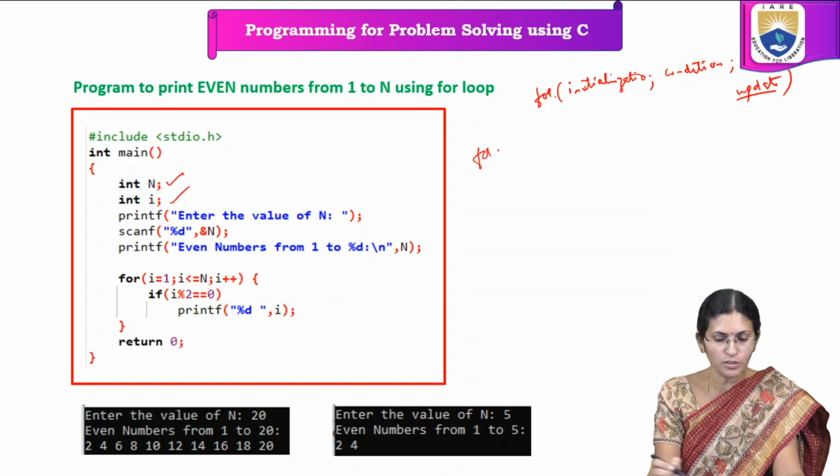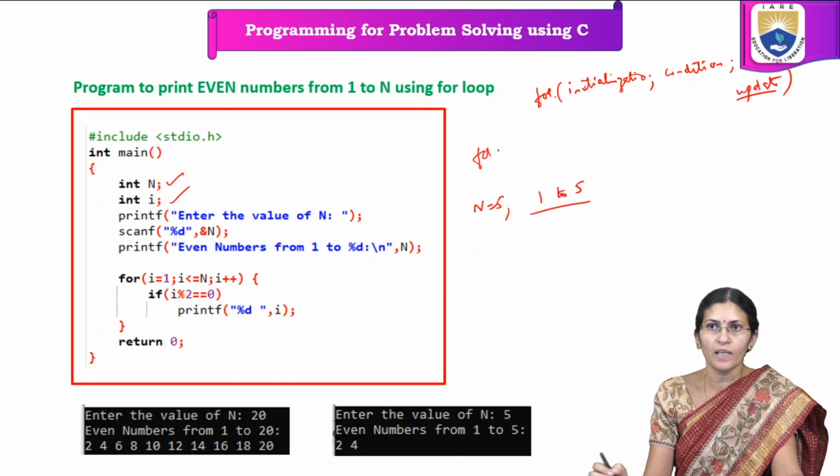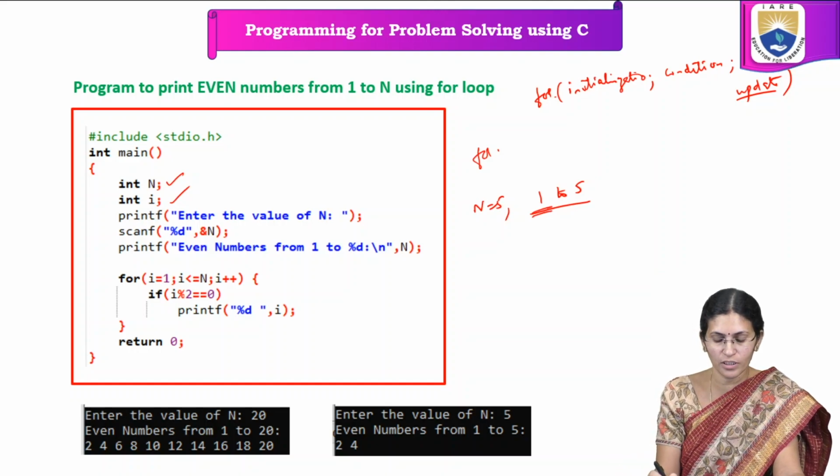We have declared here two variables, n and i. n reads up to what value the even numbers are to be printed. Suppose n is equal to 5 here, so we need to print the even numbers from 1 to 5. Now i is the looping variable, used to access the values from 1 to 5. Next, with the help of the scanf function, we are reading the value of n.